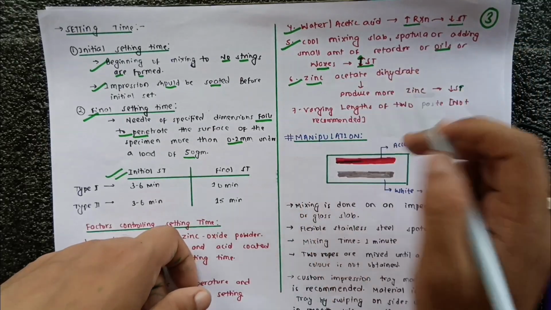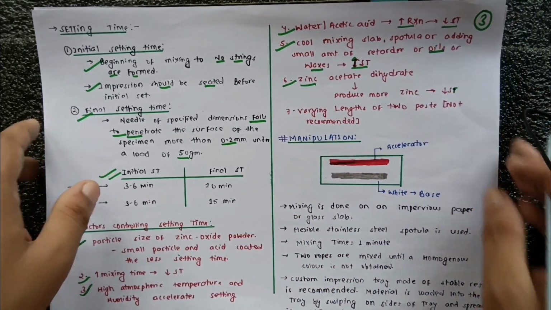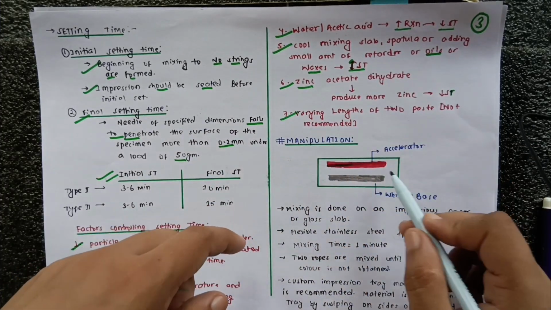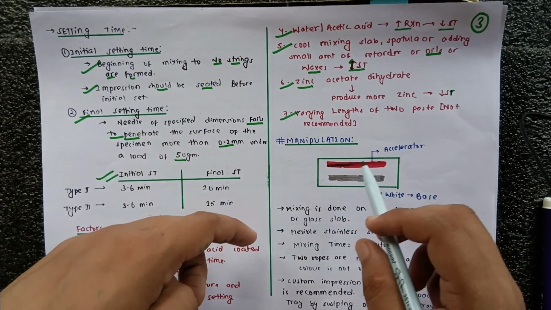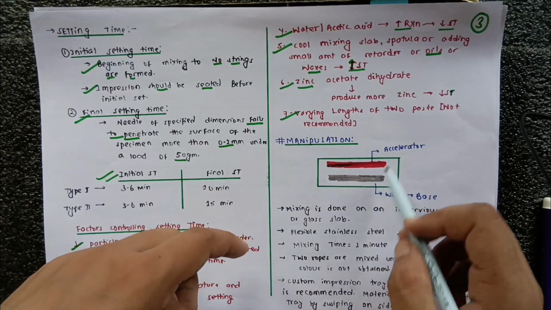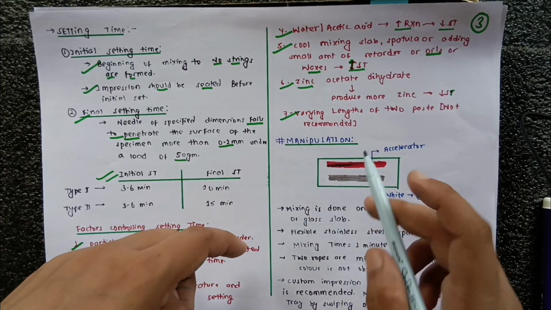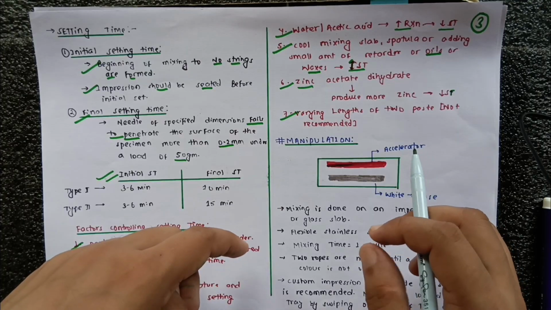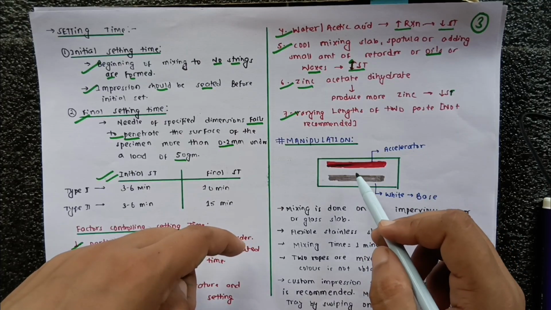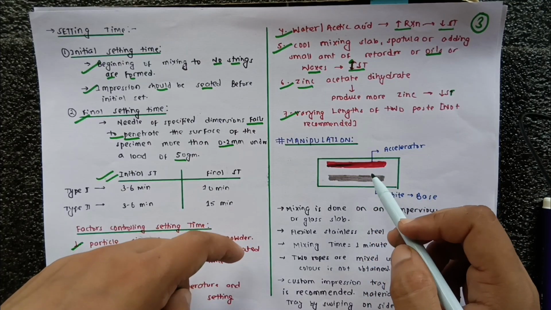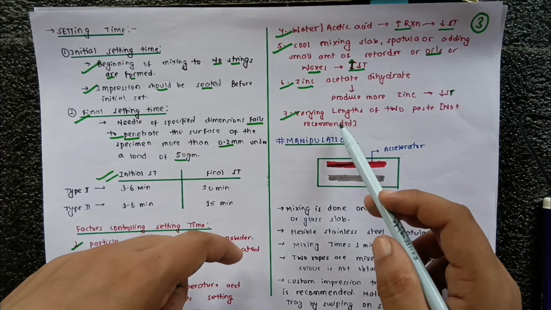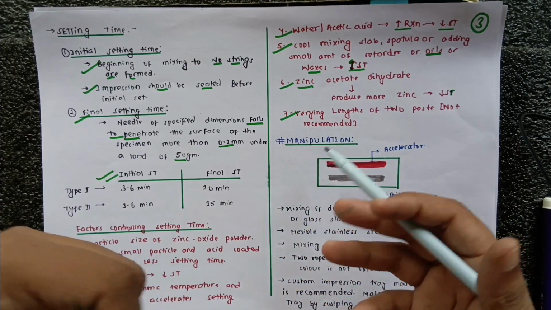After that, varying length of the two pastes is not recommended. I will be discussing this in the manipulation section. The length and the diameter of both pastes should be similar, and that will give a proper and homogeneous mix between the substances. But if the length and the diameter are not equal, then there will be improper mixing, and that would lead to an increase in the setting time.